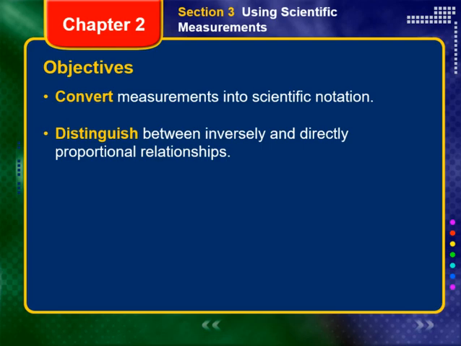At this point, you should be able to convert measurements into scientific notation and distinguish between inversely and directly proportional relationships.